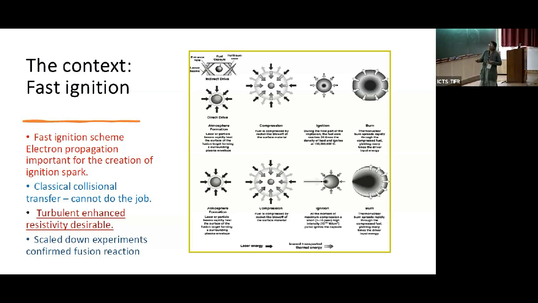But in fast ignition, compression has been achieved. So you tailor the laser pulses so that the target gets compressed. And once it is compressed, you send a very fast igniter pulse so that it creates the ignition spark. So here you can see the target has already been compressed, and then you are sending an ultra intense laser pulse, which creates an ignition spark, and then the burn wave is asymmetric. So this is how the fast ignition scheme works.